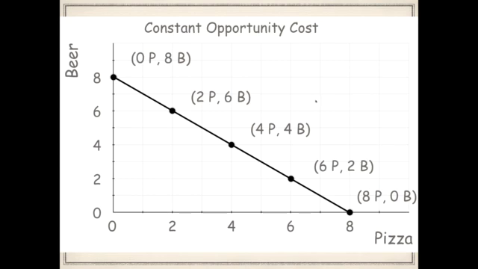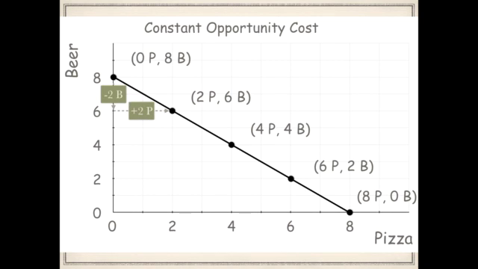But let me give you some numeric examples of this to further illustrate. So again, if we start at 0 pizzas and 8 beers and move to a point where we're producing 2 pizzas, how many beers do I have to give up in order to gain those 2 additional pizzas? Well, I have to give up 2 beers in order to gain those 2 pizzas.